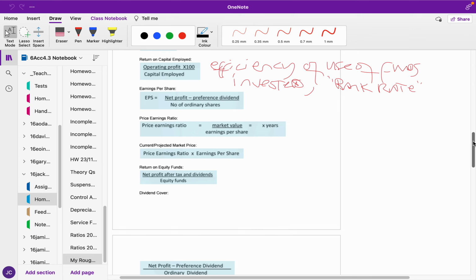So the earnings per share, well, this is just from one share, how much profit has been generated from that one particular share. So you've got net profits minus preference dividend. I tend to talk about ordinary share profit instead. It's the same thing, but I just try and get you thinking about ordinary. This is the profit of the ordinary shareholders.